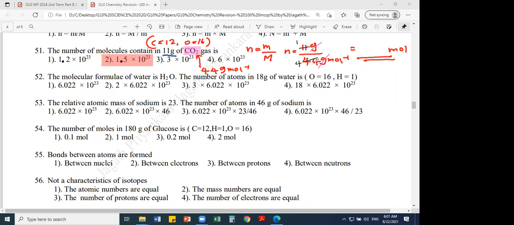What is the number of molecules contained? They are asking for the number of molecules, so be careful. Then in moles you get 1 over 4. I'll write here 1 over 4 without simplifying. 1 over 4 moles. Is that the final answer? No. Now they are asking for the number of molecules, so there's one more step. You have to convert moles into molecules.